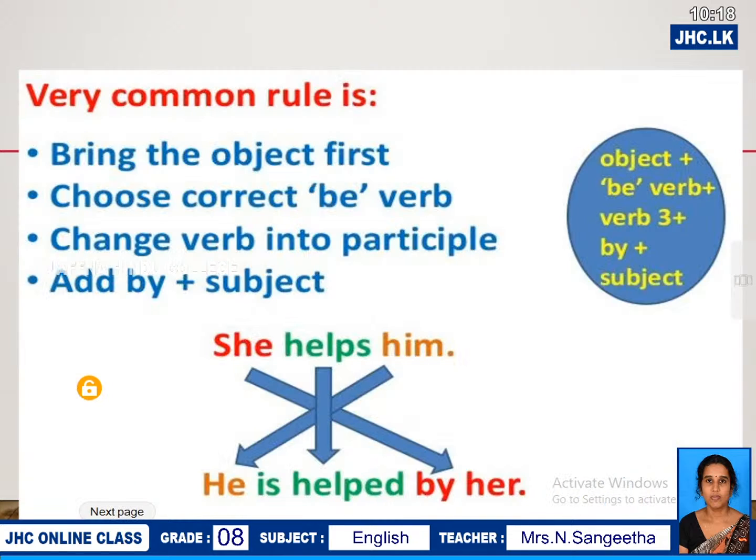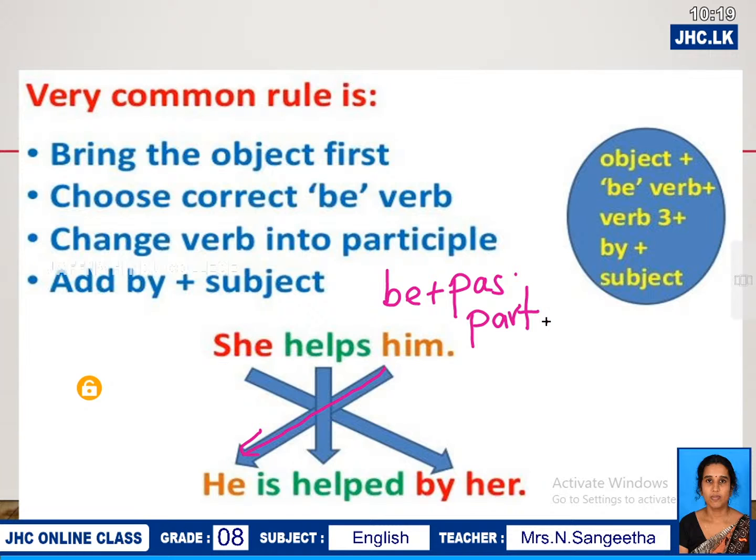Let's recall what we have studied. When changing it, the very common rule is bring the object first. What you have to do? Find out the object and bring it to the beginning. Choose the correct be verb. Be verb is chosen according to the tense used in the active voice. In passive voice, what is important there? Be verb plus past participle, or the third form of the verb, we say. Be plus past participle is important here.